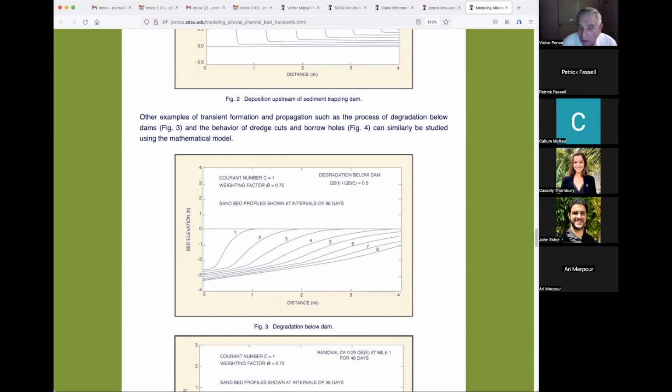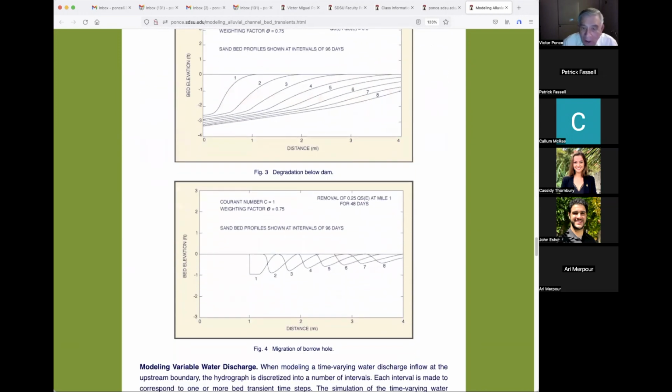So the model can do all this stuff. It can do the filling of a dam upstream, as Lane would have predicted, or the degradation below the dam, or the removal of a sand bed profile. If you make a hole in there, it will move downstream and it would endanger a bridge. If you have a bridge over here, it would endanger it.